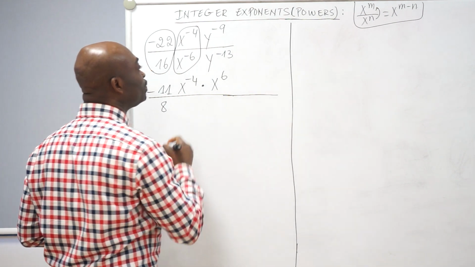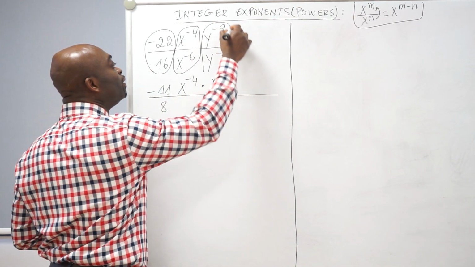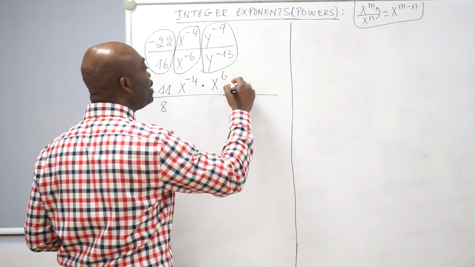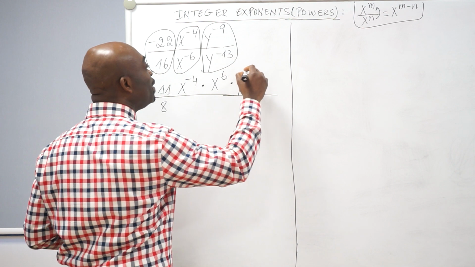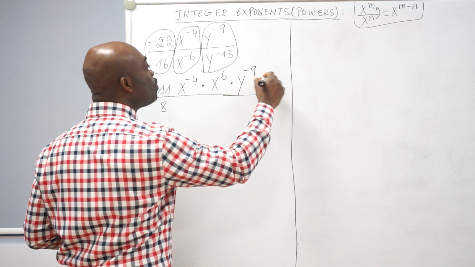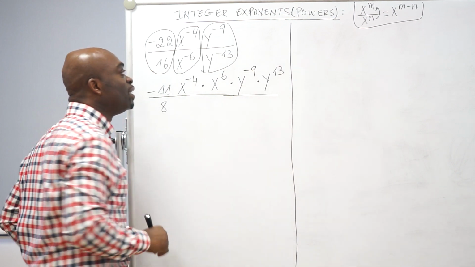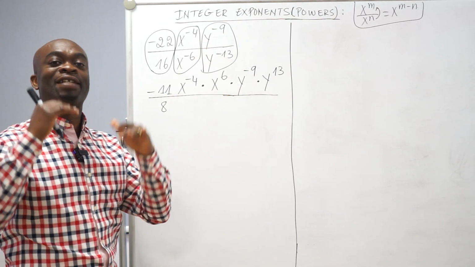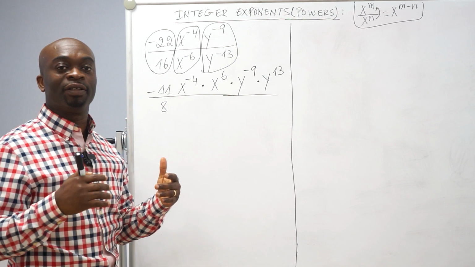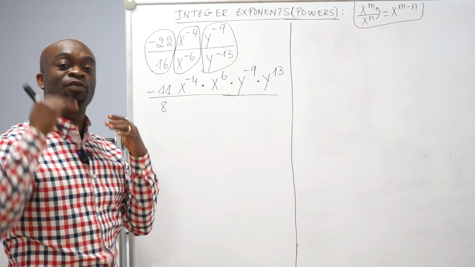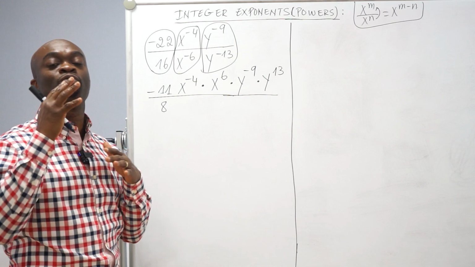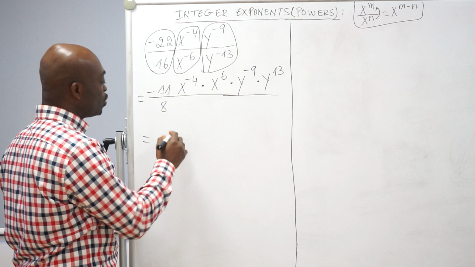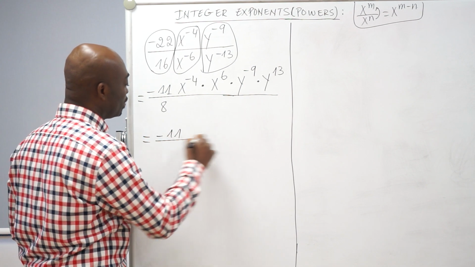And then we continue. The like terms here, the y and the y, same base. So that would give us what? So times y negative 9, times y what? Positive 13, because the negative 13 also goes up, and then the sign changes to the opposite. So you guys can see that anytime there's a division, and the power is moving up and down, the sign will automatically change to the opposite. So let's see what's happening here. We still have our negative 11 over 8.